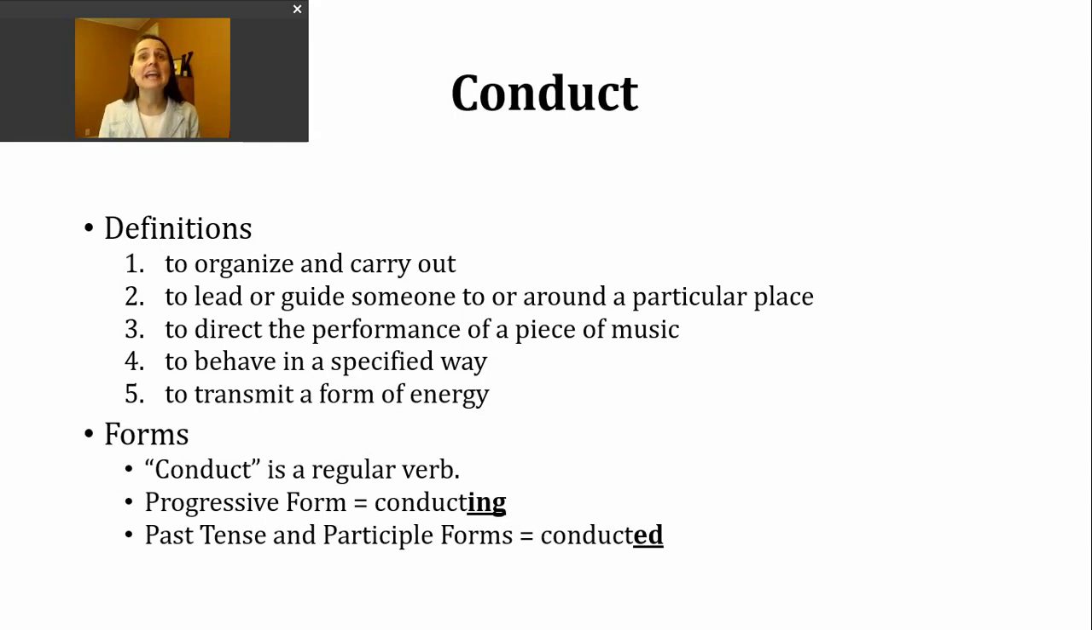You should know that conduct is a regular verb. To make the progressive tense, all we're going to do is add ing to form conducting. The past tense and participle forms of this verb are made by adding ed. Since the base verb ends in a t or t sound, the ed is going to make an id sound. Conducted, conducted.